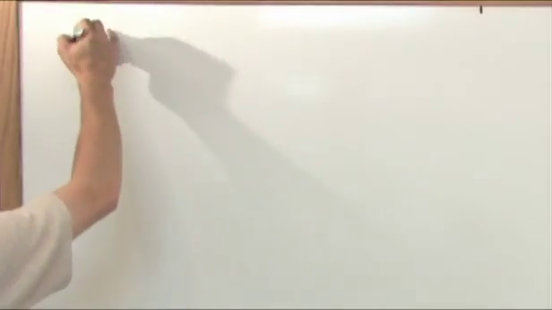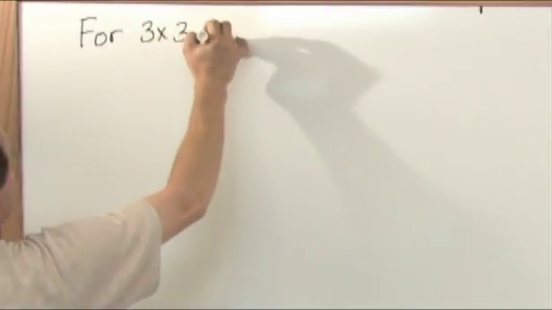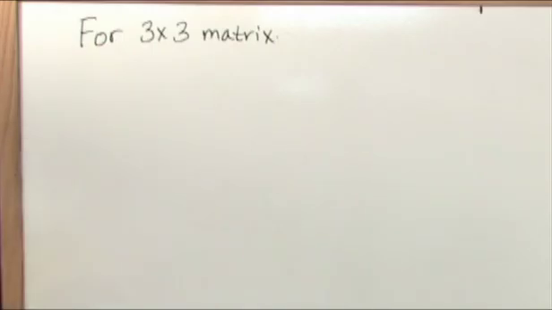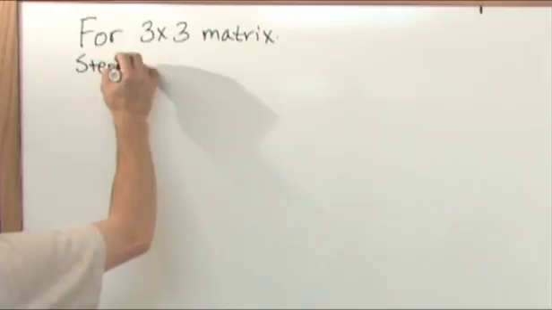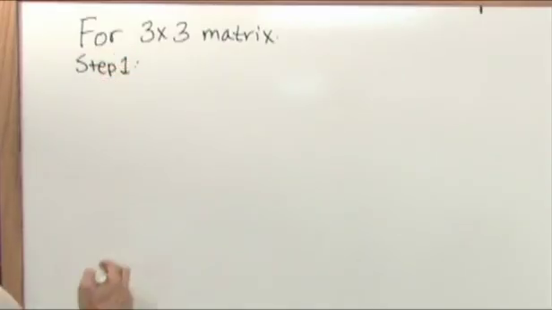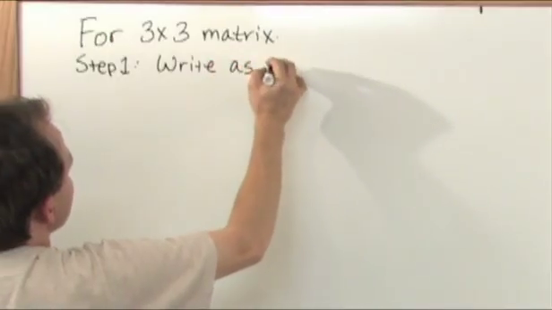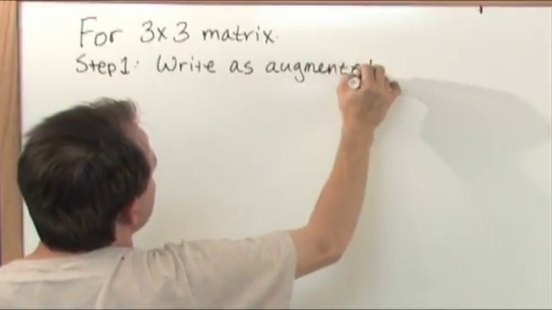Okay, now for a 3 by 3 matrix, finding the inverse is a little more complicated, but it's doable. It's just more complicated. So step 1, you write it as an augmented matrix.